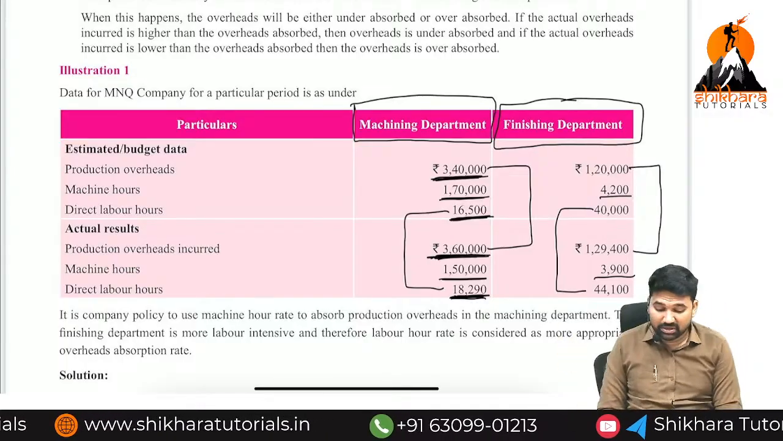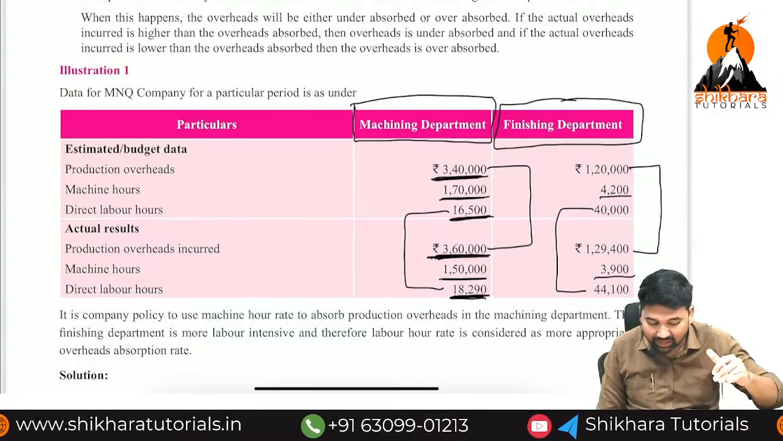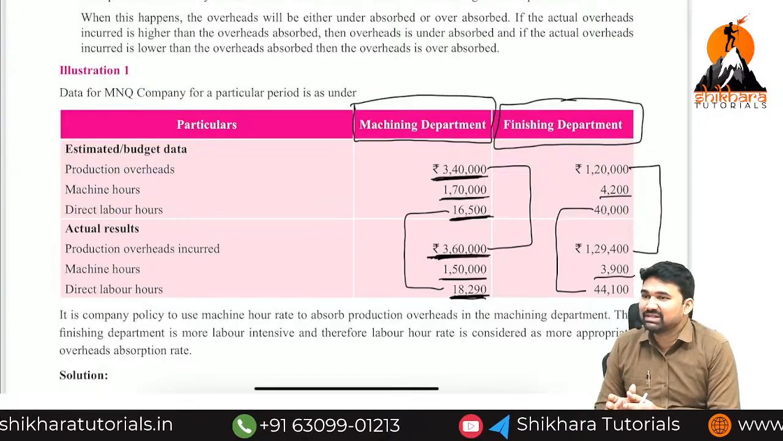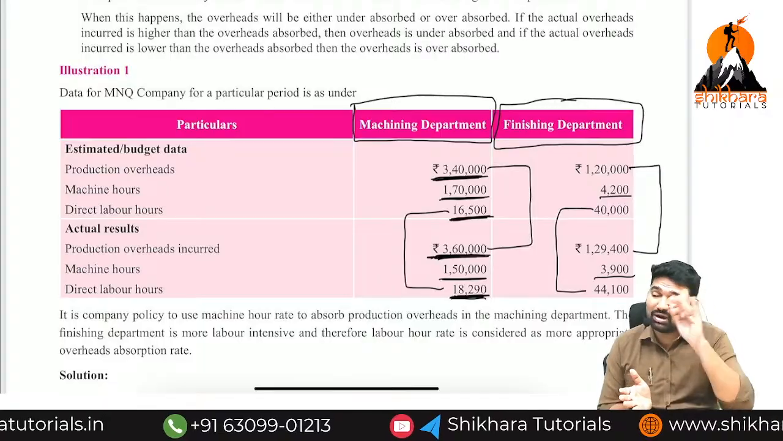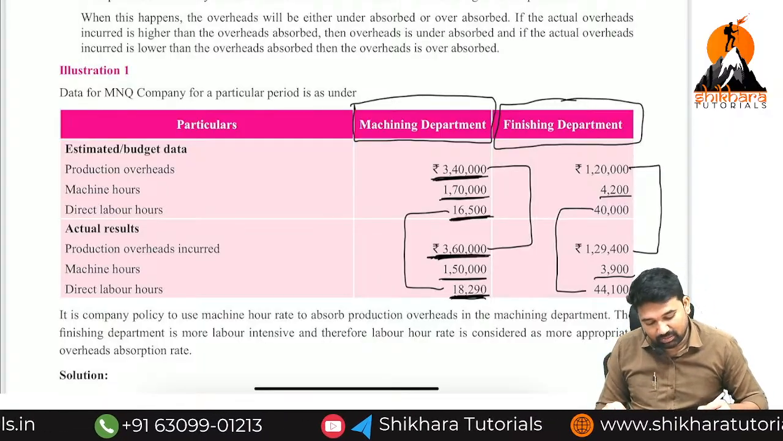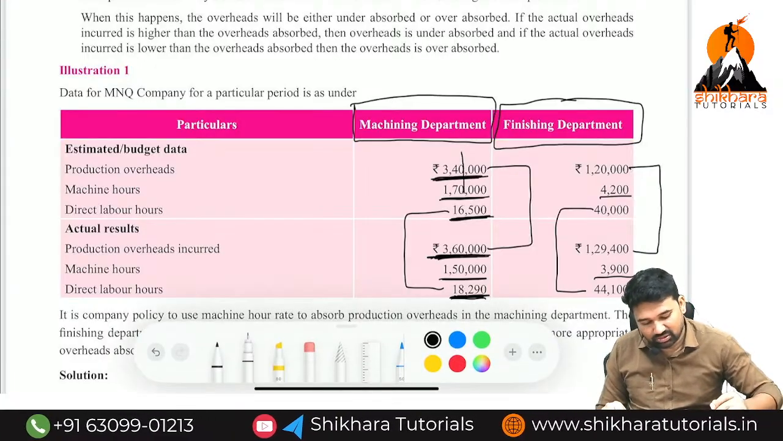It is the company policy to use machine hour rate to absorb production overheads in the machining department. It means in the machining department, on what basis are you going to charge expenses? By using machine hours. Okay.